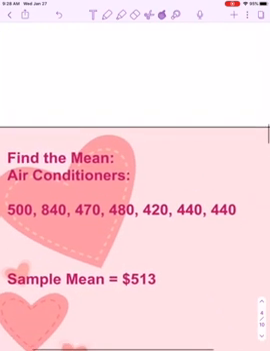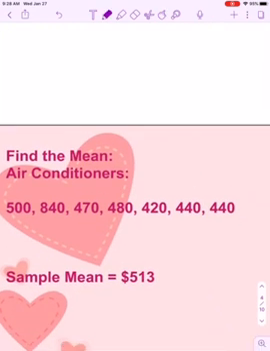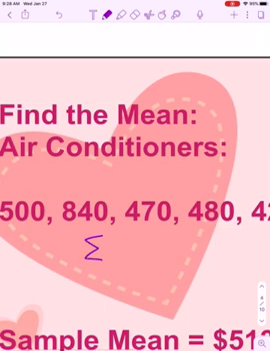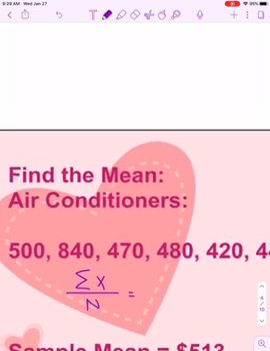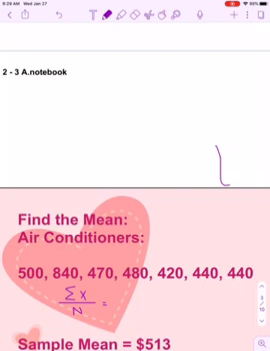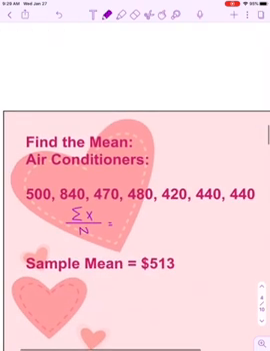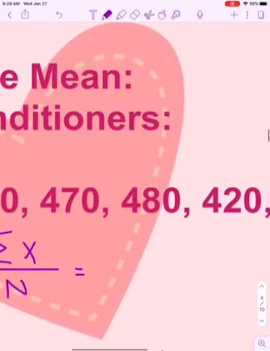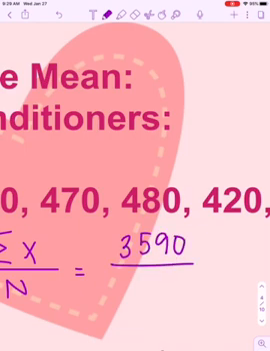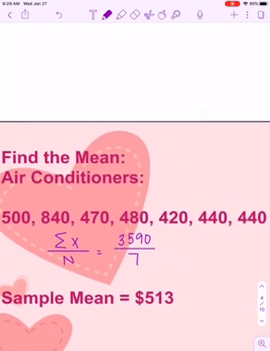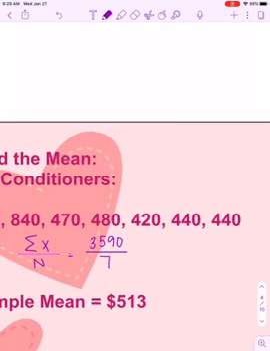The rest of it is super straightforward. This is how much air conditioners cost. So add up all of your x's and divide by however many you have. Okay? So if we add up 500, 840, 470, all these numbers, you get 3,590. And there are 7 numbers total, so you just take 3,590 and divide it by 7.